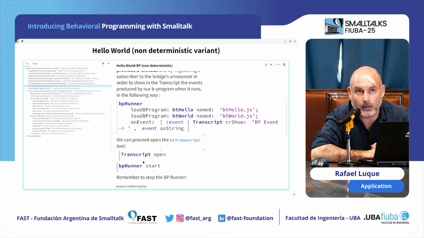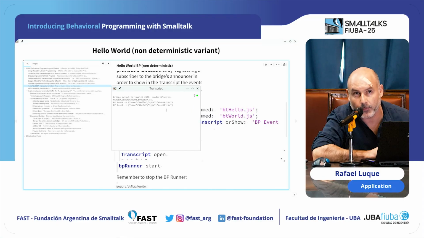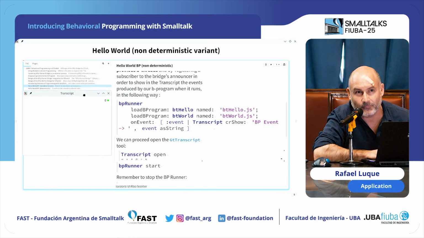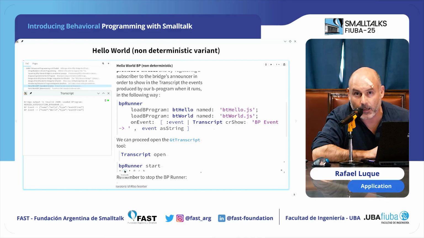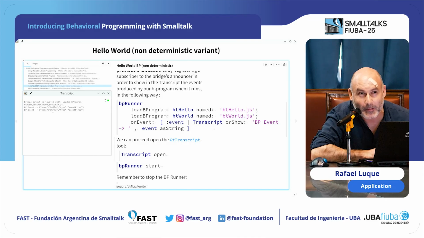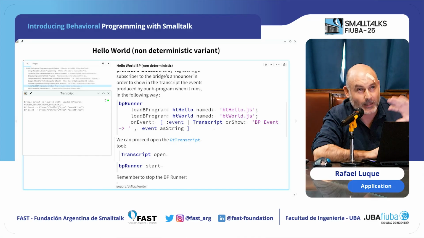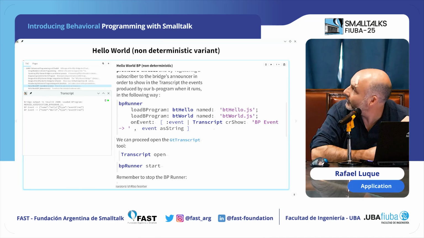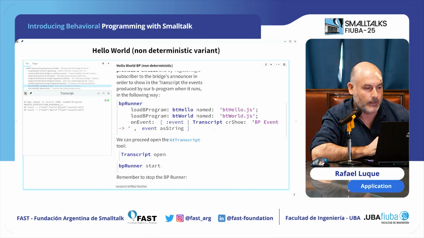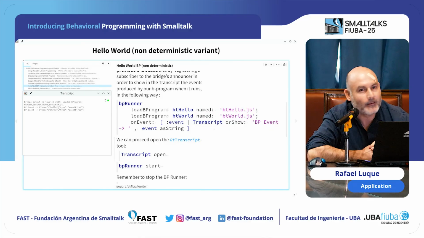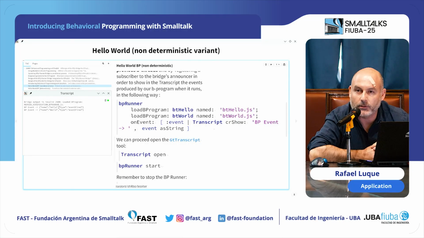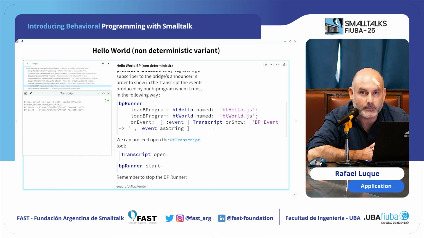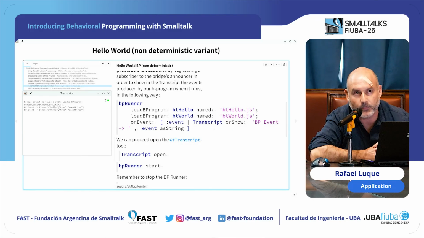So if we now open the transcript, I'm going to clear it, and we can run the B program with these two B threads. Sometimes when you run this B program, the result is going to be hello world, and other times the result is going to be world hello, and this is the expected result.